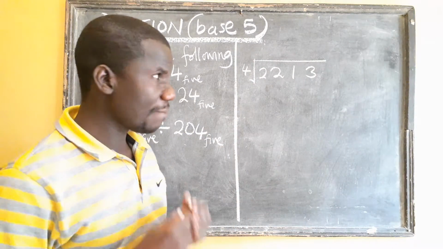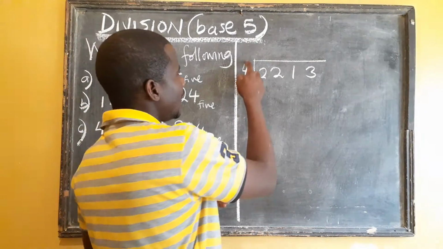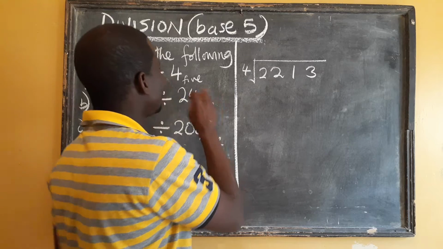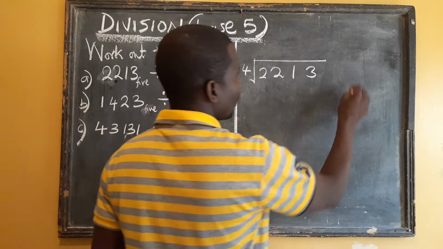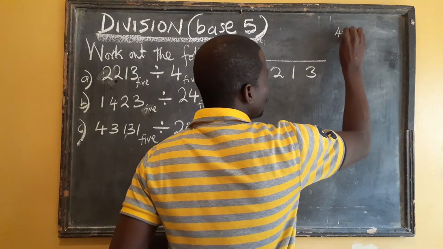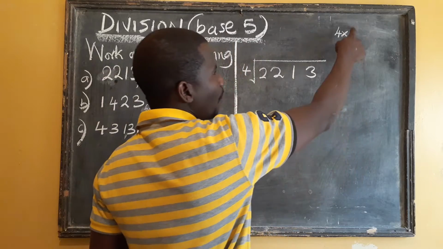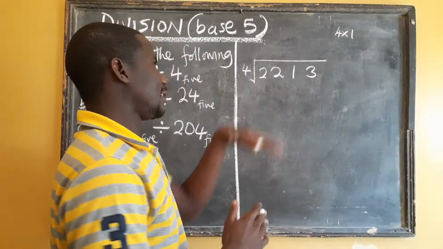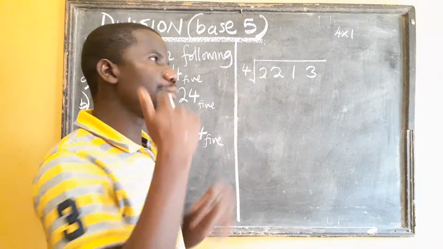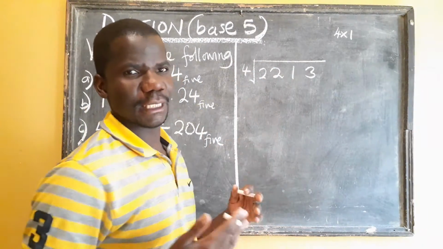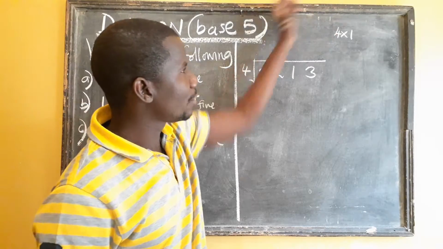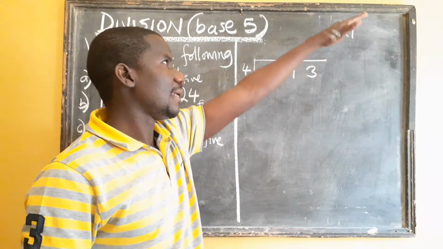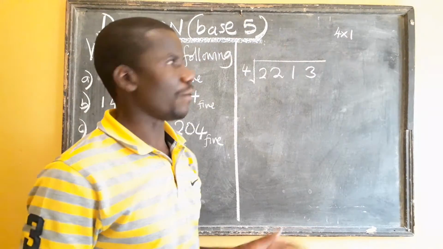The easier method that we can use is that let us get this 4, which is the divisor. We multiply this 4 by numbers from 1 up to 4, because 4 is the highest digit when we are dealing with numbers that are in base 5. So this number that we're using to divide, we have to multiply it by 1, 2, 3 up to 4.